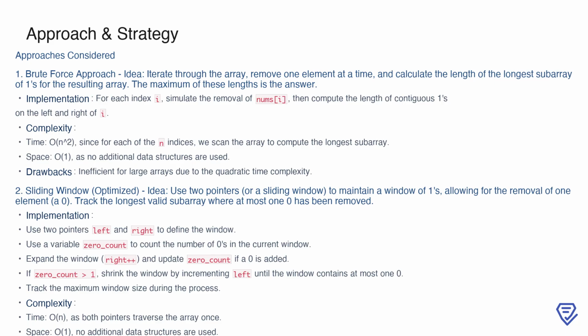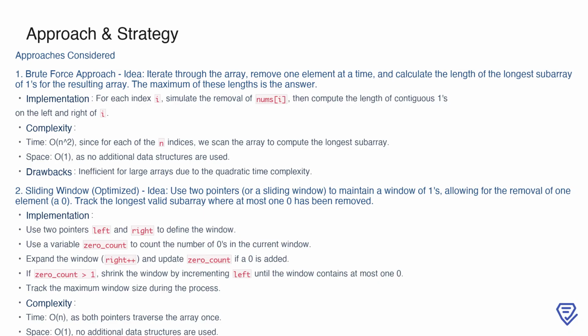The first was a brute force method, where we simulate removing each element one at a time. For each possible removal, we calculate the length of the longest contiguous subarray of 1's. This involves iterating through the array and summing the ones to the left and right of the removed element. However, while this approach is straightforward, it's highly inefficient with a time complexity of O(n squared), since we repeat the process for each index, and each calculation requires scanning the array. The space complexity is O(1), since no additional data structures are used. Ultimately, the quadratic time complexity makes it impractical for large arrays.